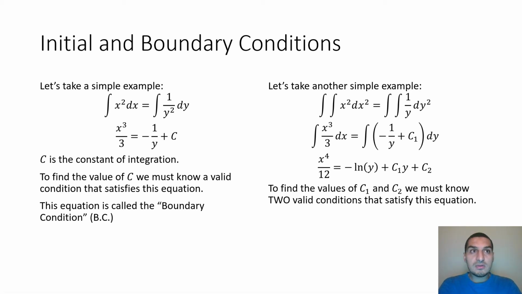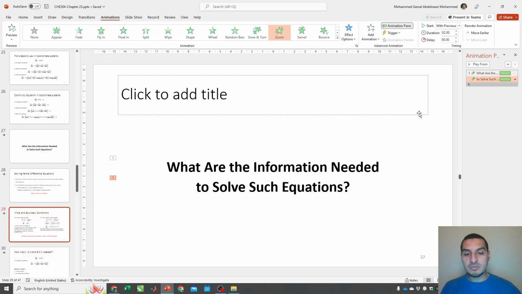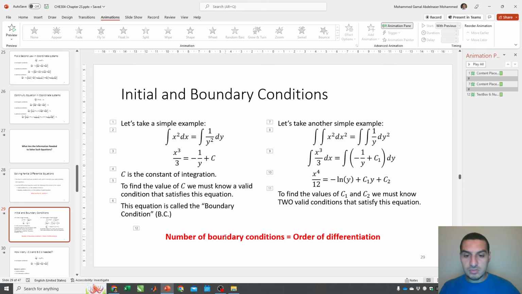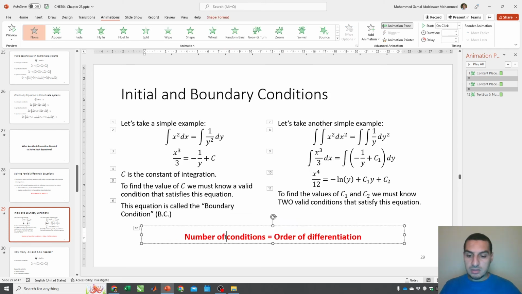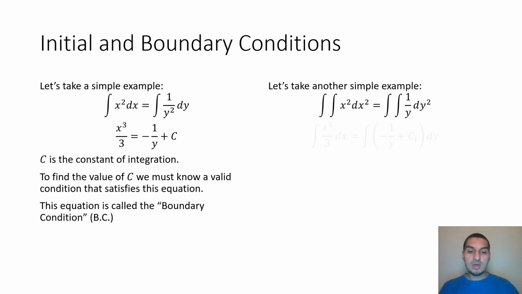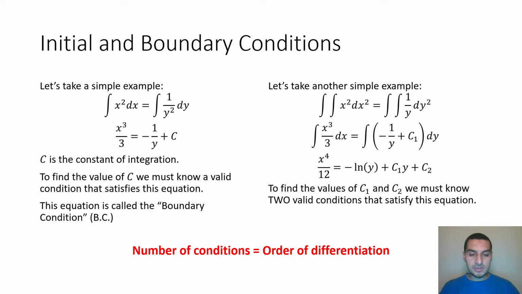So from this we can conclude that the number of constants equals the order of differentiation or the order of the differential term that I have, which is a second order integral from here, or differential from here. And the number of conditions that I need to know equals, sorry, it's not boundary conditions, it's the number of conditions, the order of integration or differentiation, whatever.